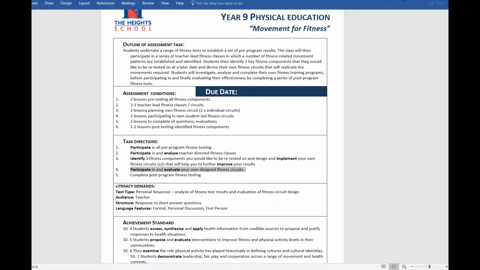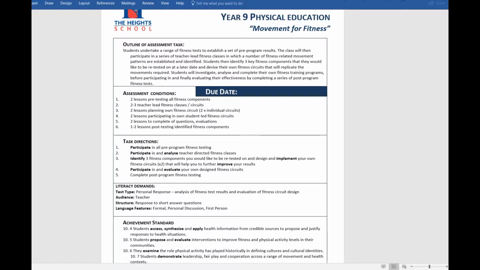So today's tutorial will be looking at our Movement for Fitness assignment. We firstly participated in all pre-programmed fitness testing, which we've already done. We participated in and analysed teacher-directed fitness classes, which we've also already done over the last couple of weeks. Third, fourth and fifth are what we are hoping to achieve in the next couple of weeks.